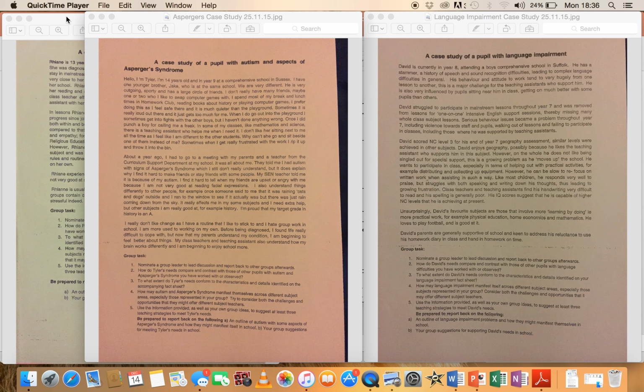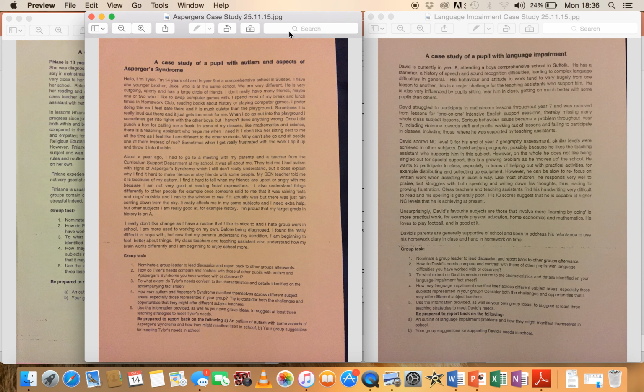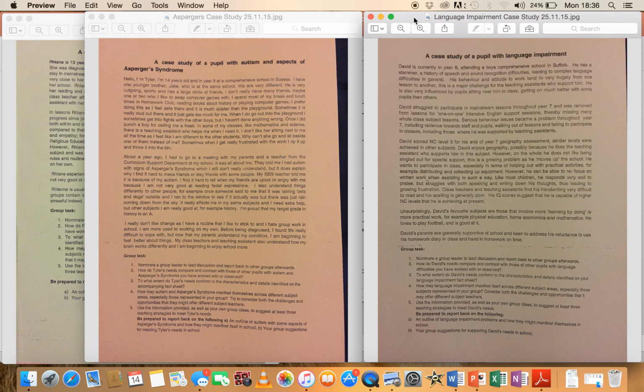The idea here was that each table was looking at a different case study. So I looked at the case study of people with autism. Another table was looking at autism with aspects of Asperger's syndrome. And then another table was looking at people with language impairment. There was also another table that looked at dyslexia as well.